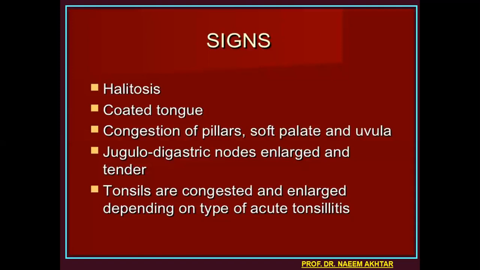Signs of acute tonsillitis. The patient may have halitosis. He may have a coated tongue. He may have congestion of the pillars, soft palate, and uvula. If you examine and palpate the jugulodigastric nodes, they are enlarged and tender. And the tonsils are congested and enlarged depending upon the type of acute tonsillitis. The tonsils may have follicles filled with cheesy material. They may have a membrane and so forth.